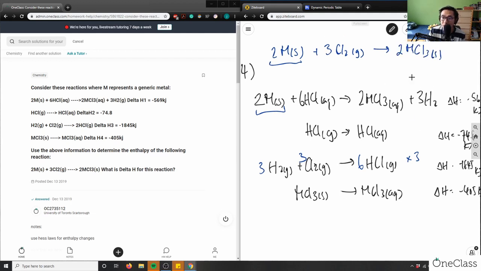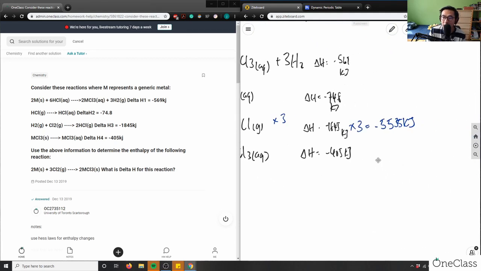I need 2MCl3 solid. I see that my MCl3 solid is on the reactant side. I want it on the product side, which means I have to flip this equation: my aqueous one goes on this side, and my solid goes on the product side. In order to do that, I simply flip the enthalpy sign. So I multiply by negative 1, which is 405 kilojoules.